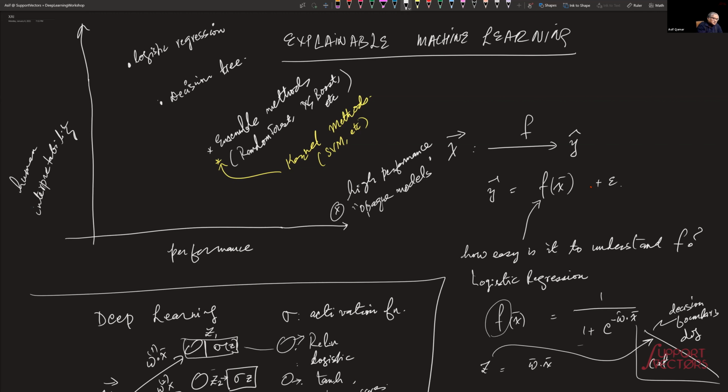These are opaque models. In other words, low interpretability. Does this make sense, guys? Very low interpretability. But that has potential for problems because of many, many things.